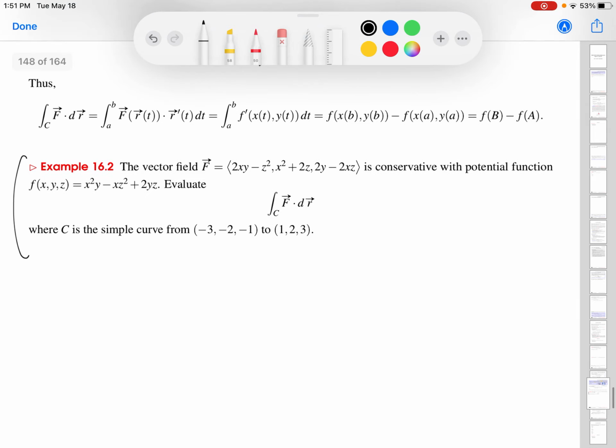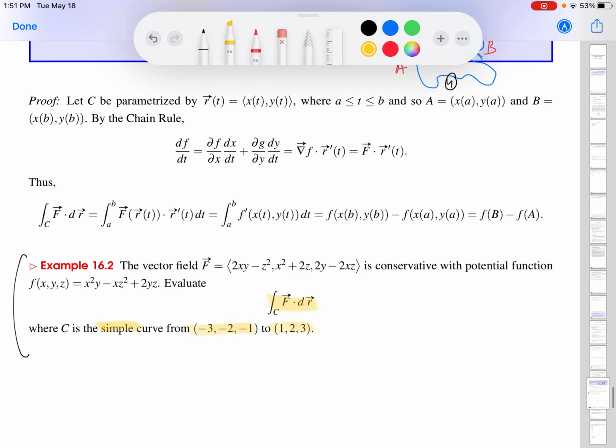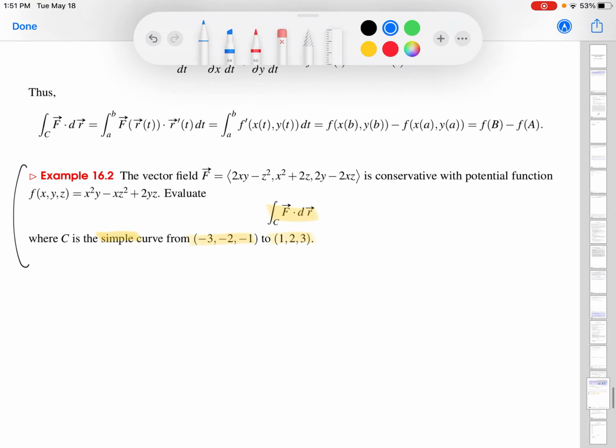All right, so let me show you that as an example here. Suppose we have a vector field given by this, and you're told that it's conservative with this potential function. Somewhere down the road, you may want to verify that by taking the gradient of little f and getting capital F, but you're given that information here. It says evaluate this vector line integral where C is the simple curve from here to here. By the way, simple here means the curve does not intersect itself. So this is not a simple curve, whereas this is a simple curve. It's that usage of the word simple, and not simple as in straightforward or not complicated.